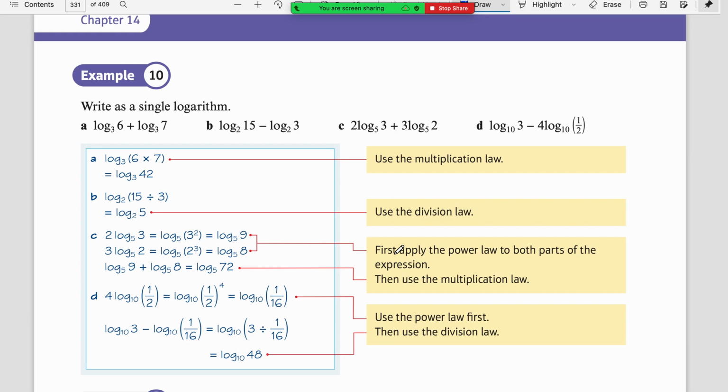For example, write this as single log. You see this log 6 to base 3, log 7 to base 3. If we combine them, there is a plus sign, so 6 times 7 is 42, log of 42 to base 3. If you have to show working, for this B part, we'll be writing log of 15 divided by 3 to base 2. So next step would be log of 5 to base 2. Getting it?